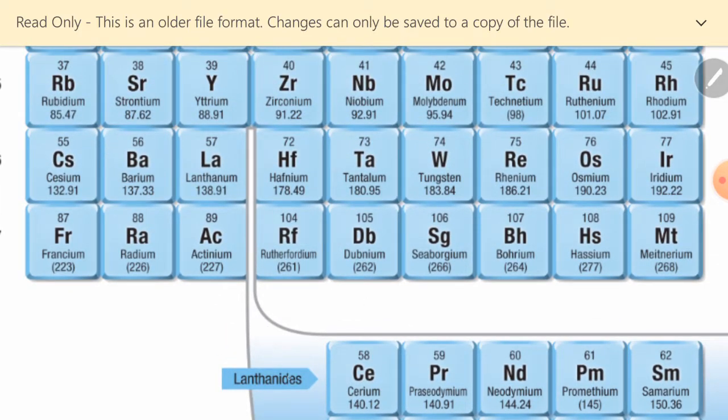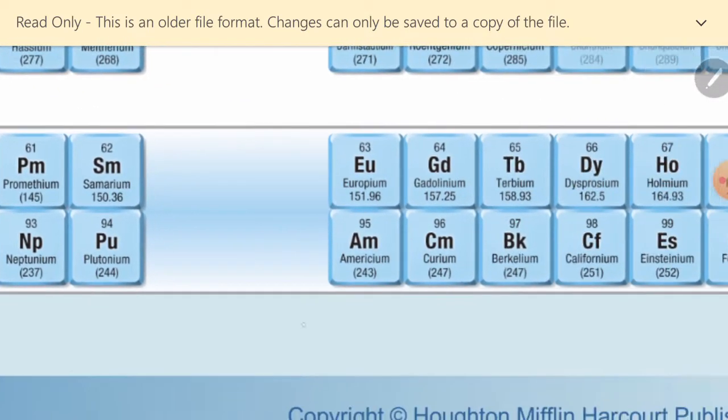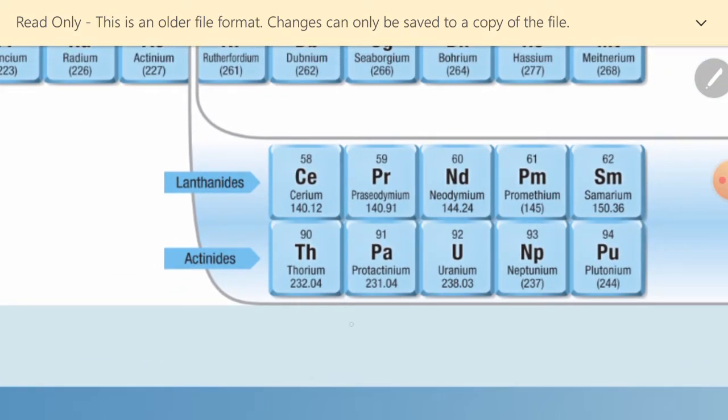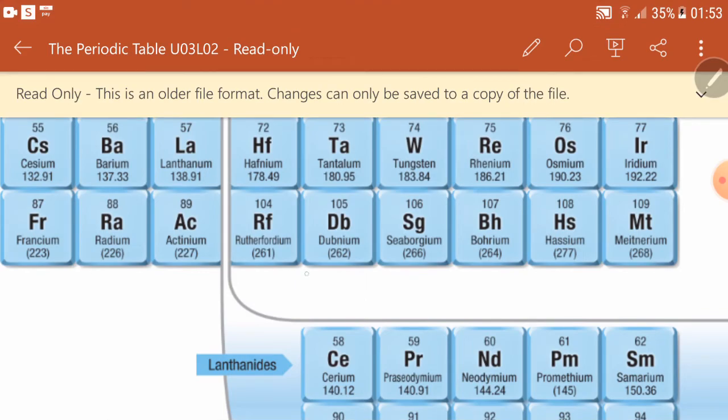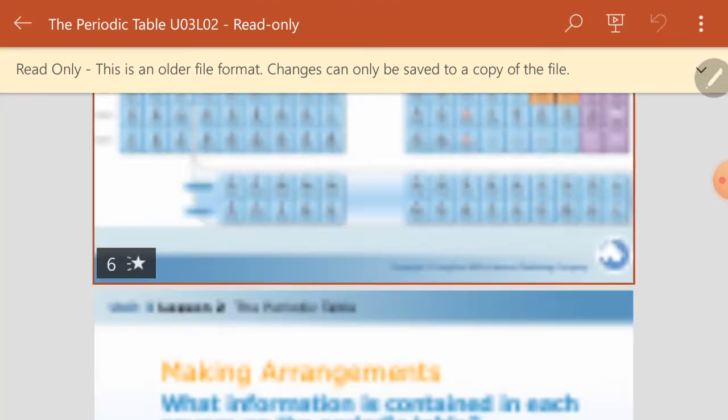Because if they were included here, the periodic table would be very, very wide. It can't be included in a paper, in a book. So it would be very difficult. So they prefer to take these 2 groups aside.